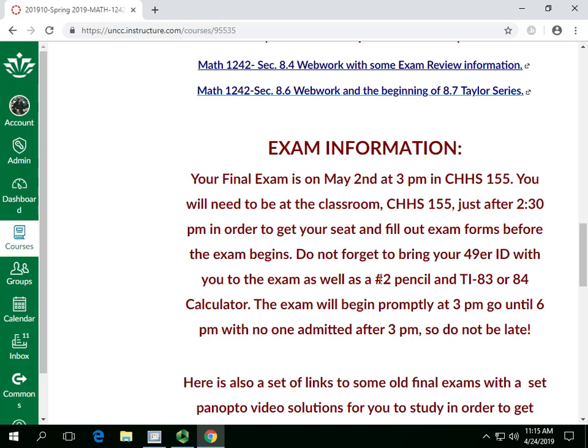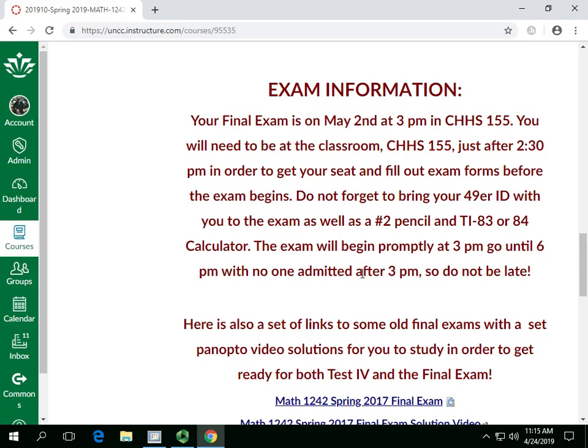You need a number 2 pencil, your student ID, your TI-83 or 84 calculator. Once the exam starts, right at 3 o'clock, no one will be allowed in the exam. It's like the SAT thing. You open the test booklet and start taking it.